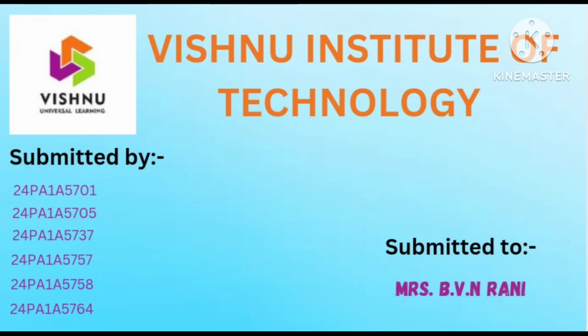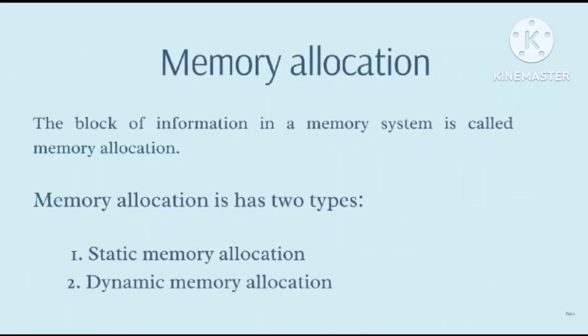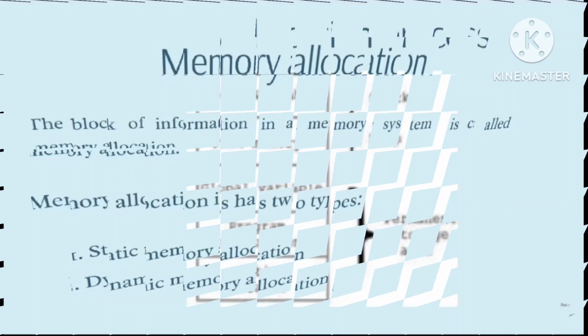Today I am here to talk about a concept of C, which is dynamic memory allocation. Memory allocation is the block of information in a memory system. Memory allocation has two types: static memory allocation and dynamic memory allocation.